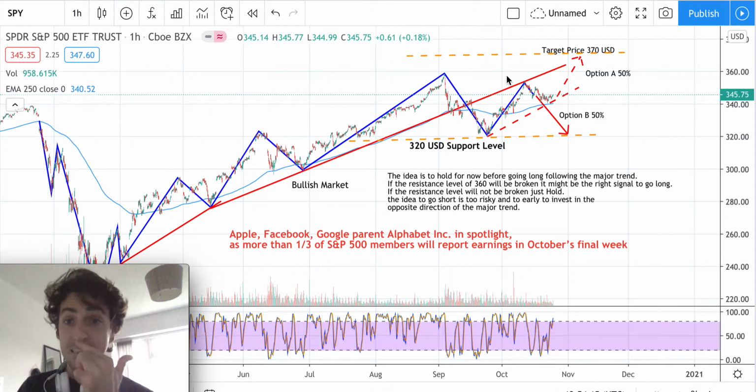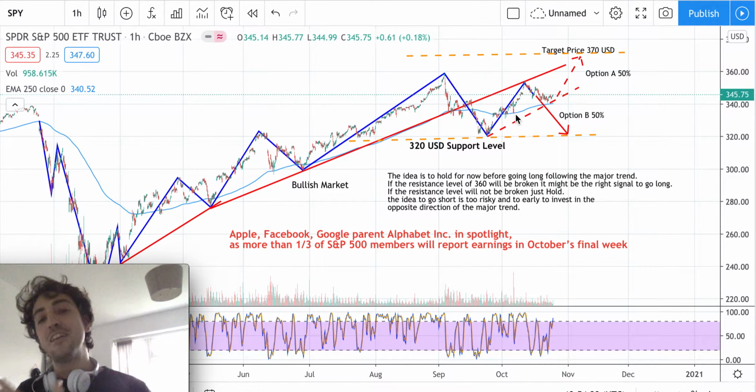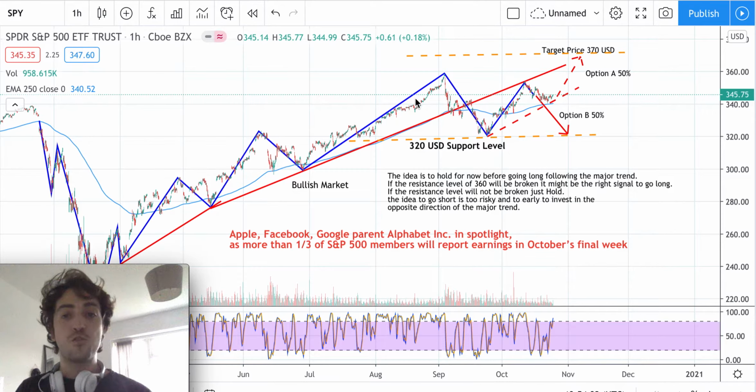What can happen is that the price will start moving sideways before going up again as per the major trend. So based on probabilities, the idea is to go long because it's most likely that this stock will follow its previous trend, because I was not able to find a proper reversal signal for this SPY or S&P 500. So as we are right now, both options are valid: hold before going long.